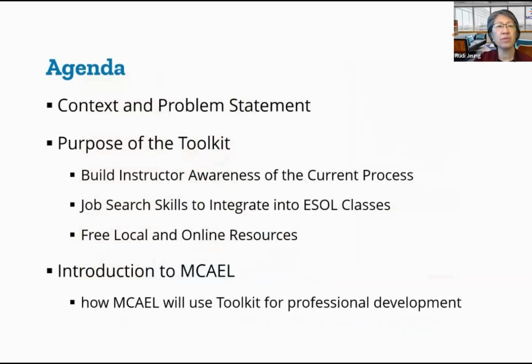So today in our session, we're going to first talk about the context and the problem that this toolkit addresses, the purpose of the toolkit, which breaks down into 3 areas: building instructor awareness of the job hunting process, job search skills that can be integrated into ESOL classes, and then free local and online resources available. And then at the end, I'll say a few words about what MCAEL is and what we do, and how we'll be using this toolkit for our professional development.